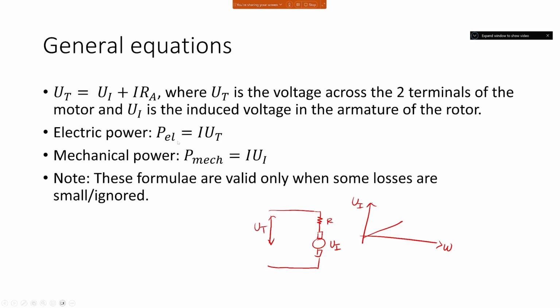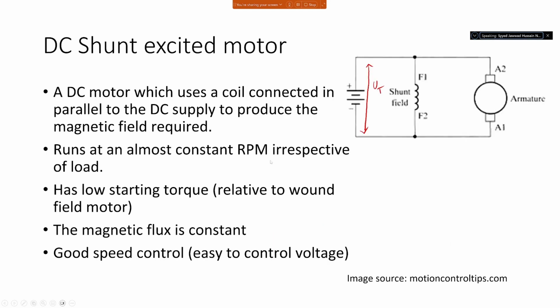The electrical power, of course, is the supply power. It's current times UT, but the mechanical power is just current times UI. So this I square R is wasted. This is the loss PL. Yeah, it's a loss. Okay, these small losses that are being ignored, we will look at right now.